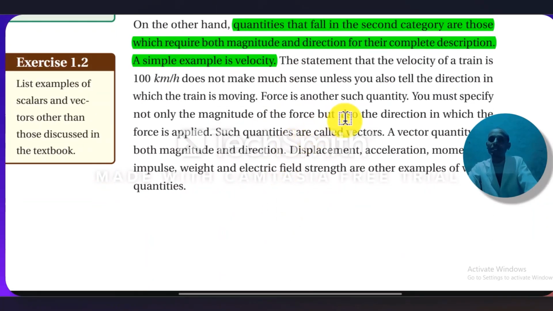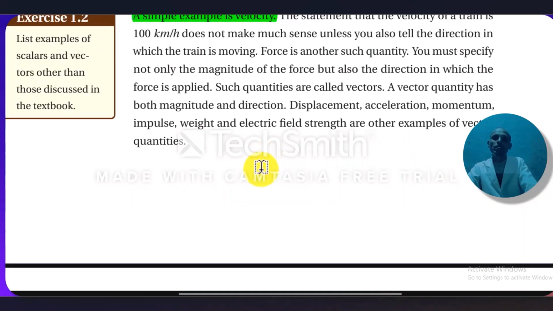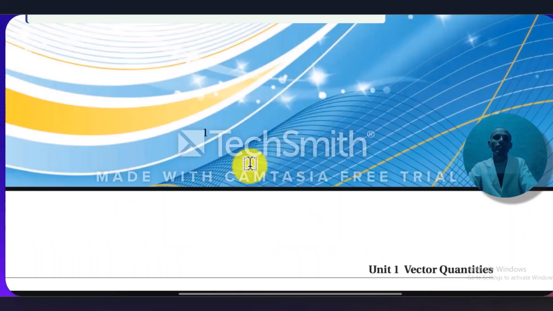So this physical measurable is a vector quantity if there is a direction of motion. Force is another such vector quantity. We must specify not only the magnitude of the force but also the direction in which the force is applied, which is very essential.